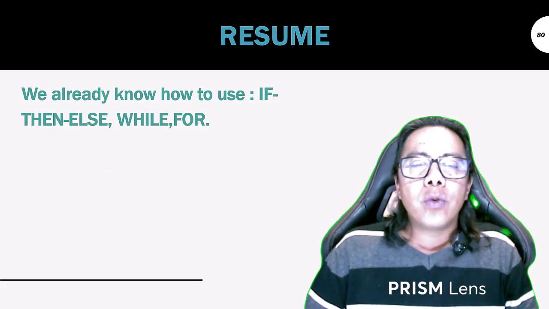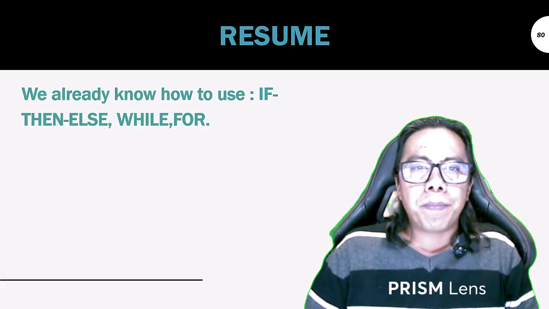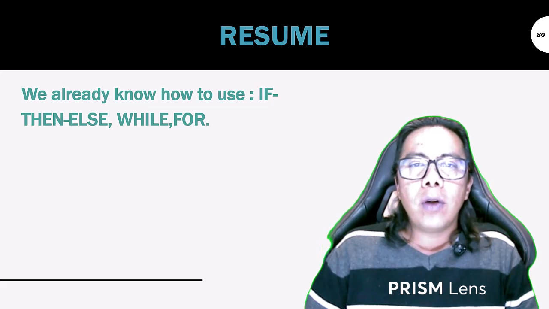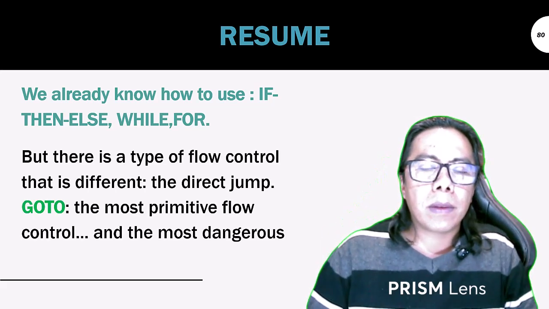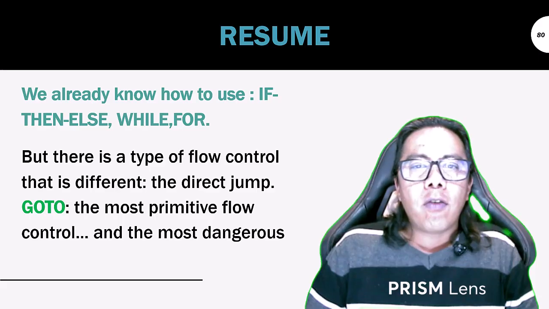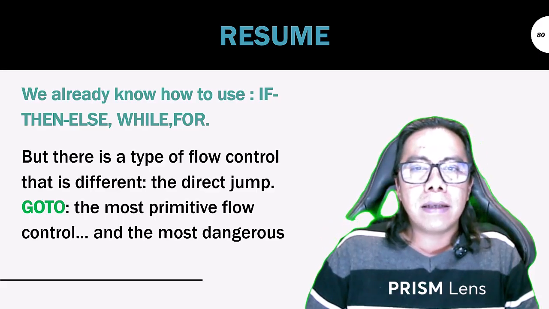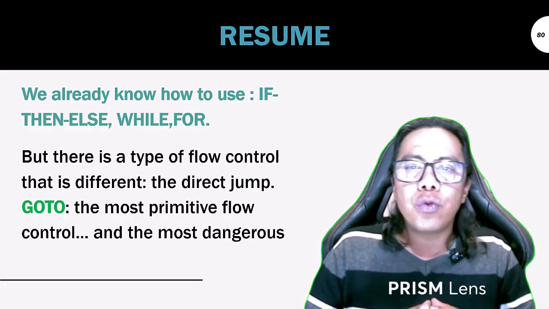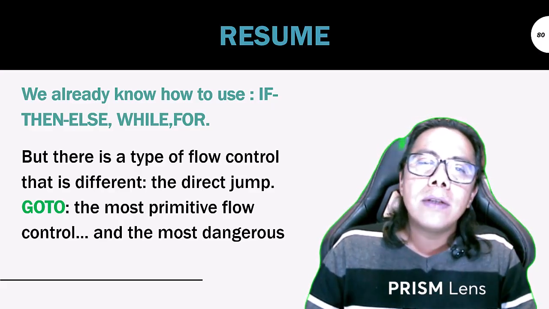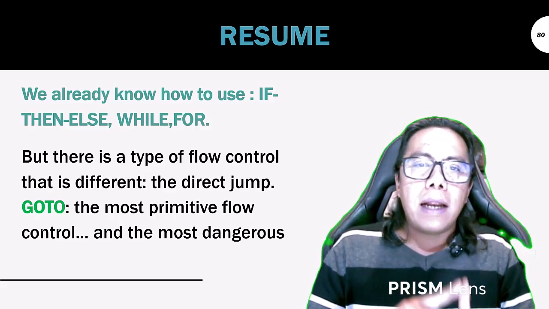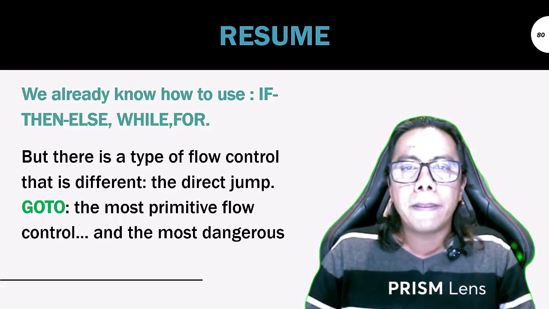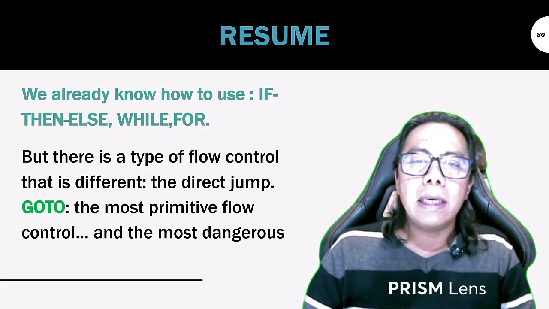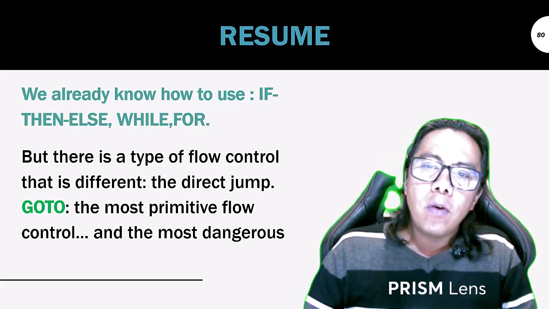We already know how to make decisions with if then else. We already know how to repeat a process with while. We already know how to go through lists with for. But there is a type of flow control that is different. Direct jump. Sometimes when a condition is met, you don't want to repeat or decide. You want to go directly to another section of the prompt, like a logical teleportation. In the next video, we will see goto, the most primitive flow and the most dangerous.